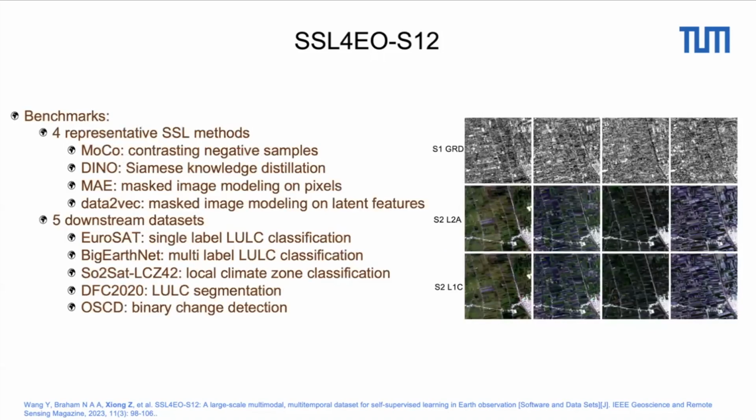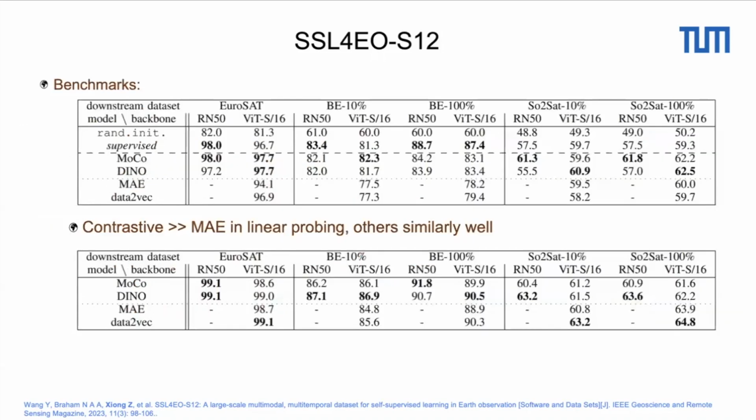On this dataset, we have benchmarks for different representative self-supervised learning methods, including MoCo, DINO, MAE, and data2vec. We have conducted five different downstream tasks, including EuroSAT, BigEarthNet, SO2Sat, and DFC2020 for pixel-level segmentation tasks, as well as a binary tree detection task. And here are some detailed results.